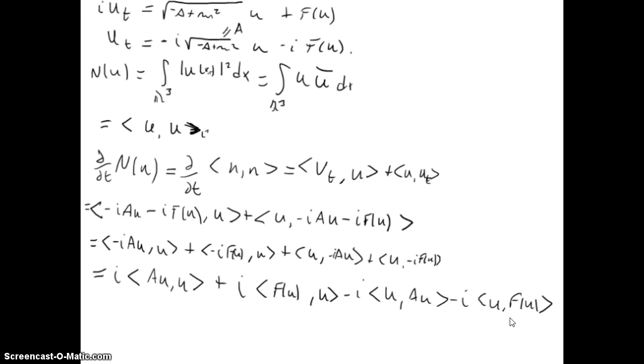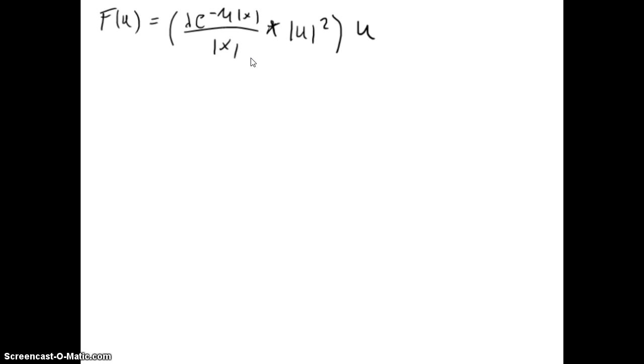A is self-adjoint, so this term I can move to the other side and it will stay all the same. These two terms, this one and this one, will cancel. But what about these two? So let's see, this is f(u), and notice that we have the absolute value of x, the absolute value of u is a real number, and lambda is a real number, so this is real.